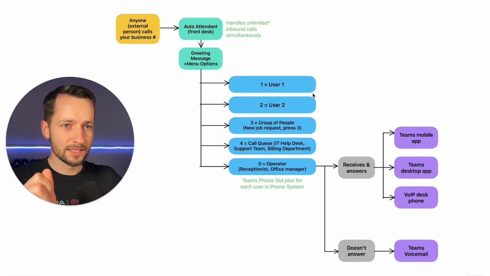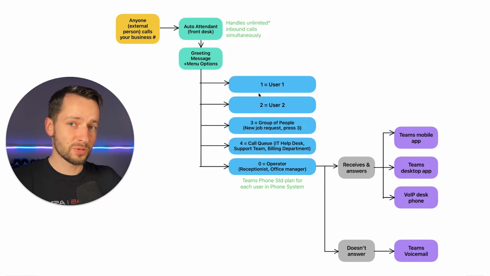For example, the menu options can be like press 1 for user 1, for Bogdan. Press 2 for another user. You can have 3 be a whole group of people, so it can dial them all at once, for example. Maybe there's a certain group of people that handle new jobs or new requests, and that can be number 3, for instance. Or maybe signing up for something.